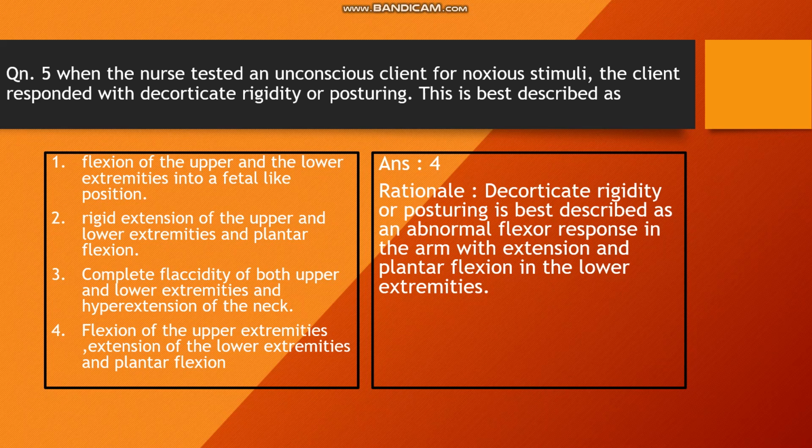Rationale. Decorticate rigidity or posturing is best described as an abnormal flexor response in the arm with extension and plantar flexion in the lower extremities.